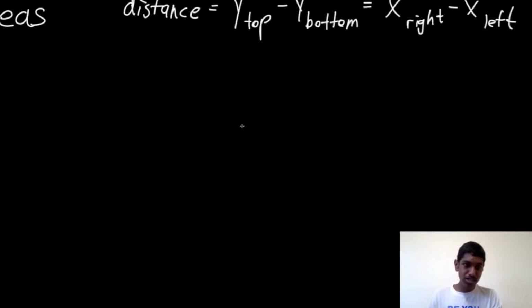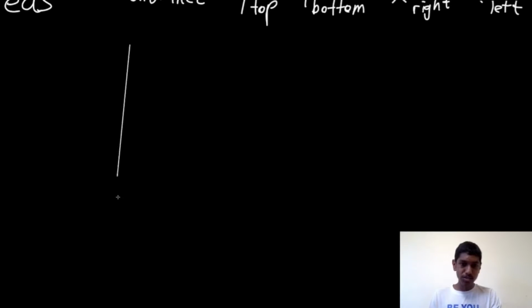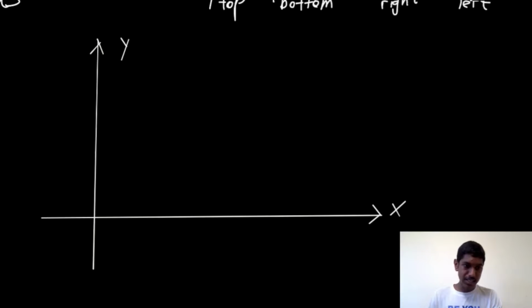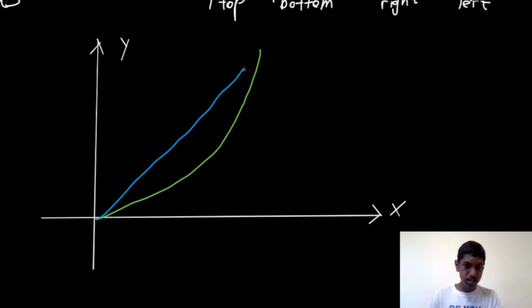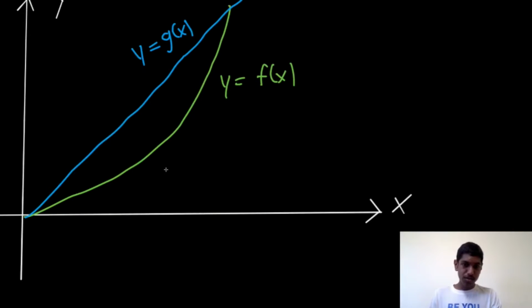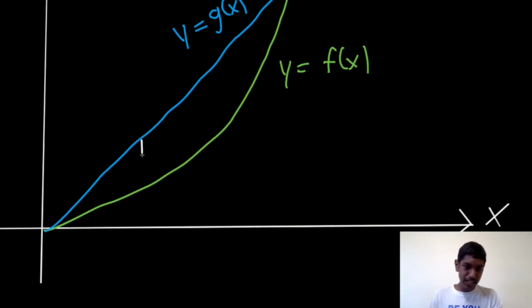So now let's look at areas, and we'll also see how this distance discussion comes into play. So here we've got an axis, and now we'll draw some functions here. So this green function, let's call it f of x. And let's call this blue one g of x. So now, how can we find the area bounded by these two functions? This shaded area here. Well, the calculus way to do it would be to take some rectangles.